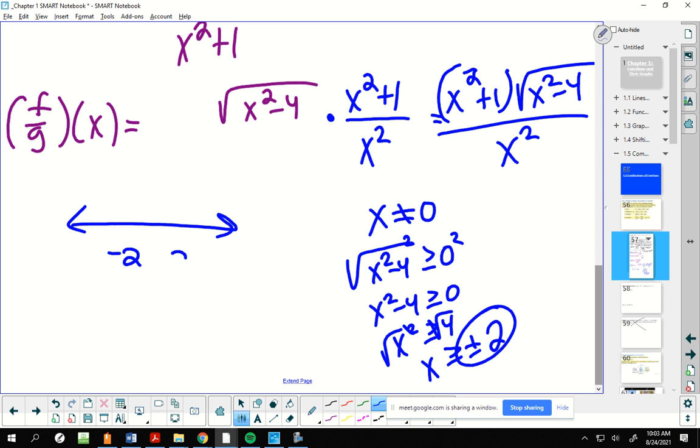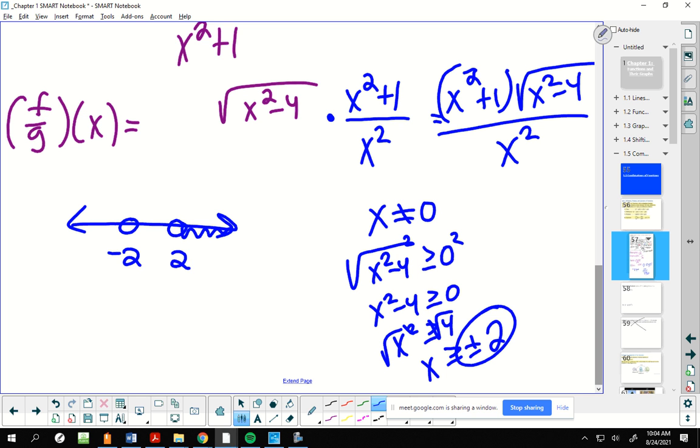negative 2 and 2, we need to think about the numbers on either side or in between and see if they would work. So let's plug in 3. 3 squared is 9, 9 minus 4 is 5, and the square root of 5 is going to be positive. So the numbers to this side of 2 work. Okay, what about if I plug in a number in between negative 2 and 2? For example, 0. 0 squared minus 4 gives us negative 4. Can we take the square root of negative 4? No.